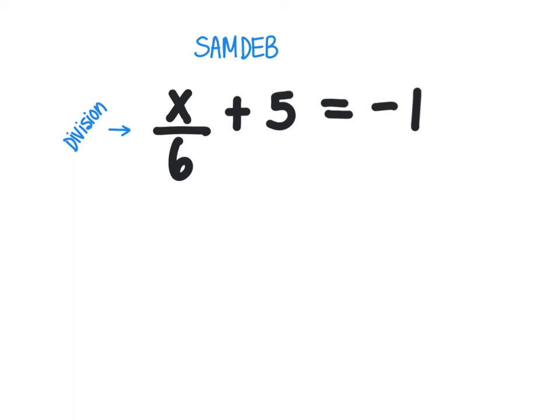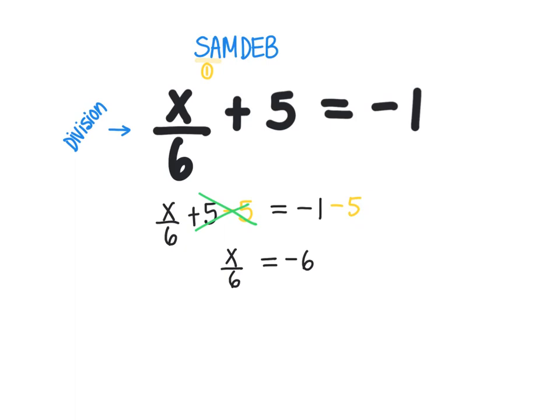We'll begin by getting rid of the plus 5. So to do the opposite of adding 5, we will subtract 5 from both sides. On the left-hand side, this will cancel out the plus 5 minus 5 and just leave us with x divided by 6. On the right-hand side, we will have negative 1 minus 5, which is the same thing as negative 6. So now we are going to need to get rid of that divide by 6.